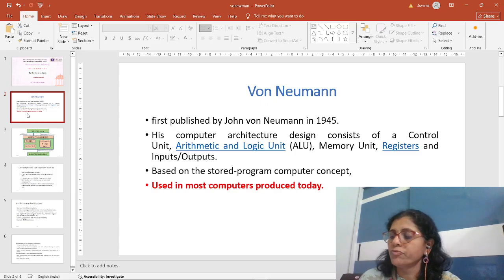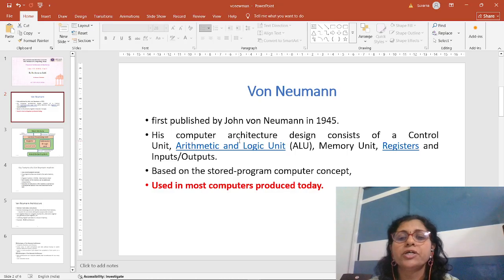Von-neumann architecture was first published by John Von-neumann in 1945. This computer architecture design mainly consists of a control unit to generate all the types of control signals, arithmetic and logic units responsible for performing arithmetic operations and logic operations, a memory unit which stores instructions and data, then registers used for temporary storage, and IO, that is input output devices and interfacing to them.